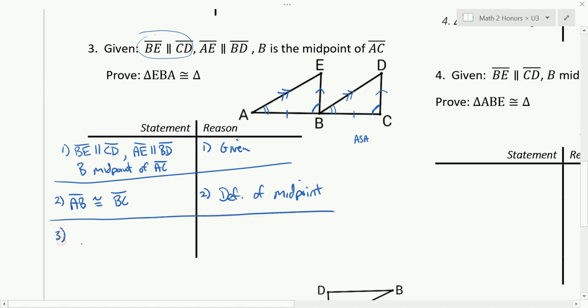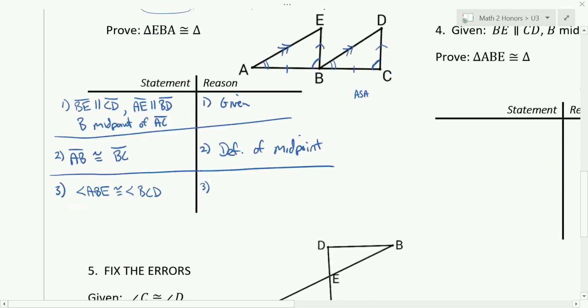Okay. Then we start talking about angles. We said angle ABE is congruent to angle BCD. And what was the reason? Corresponding angles are congruent. Sorry, I don't need that apostrophe. I'll leave it there.